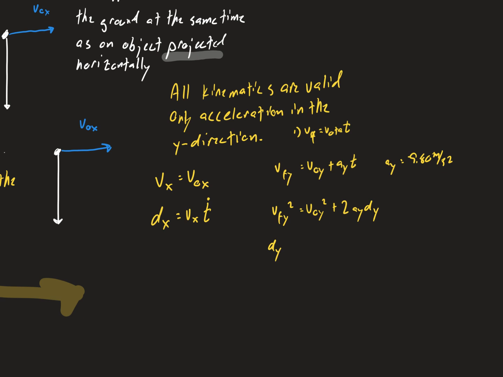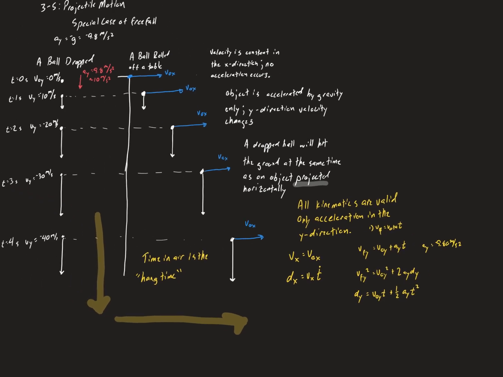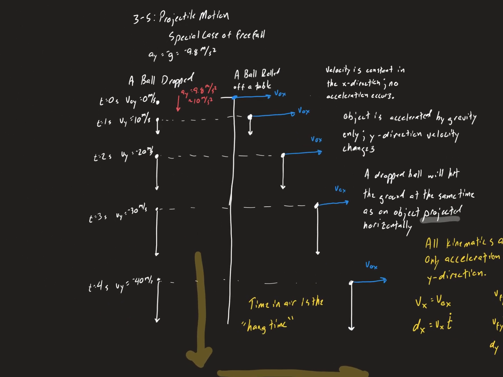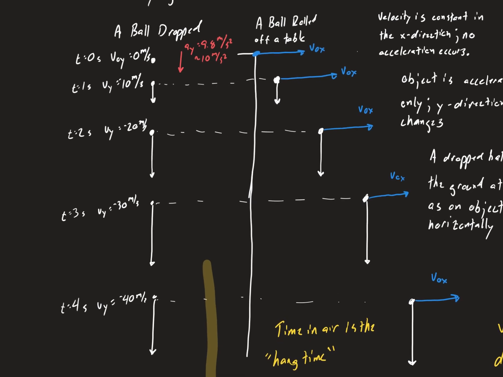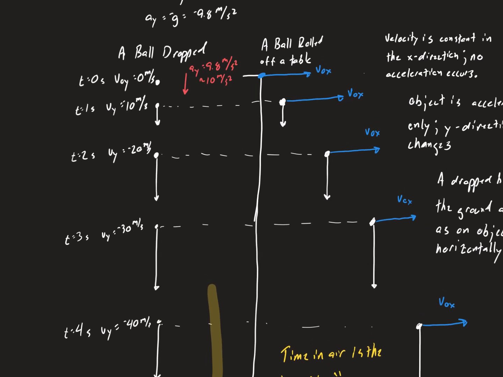And then the third kinematic, displacement in the y direction equals V naught y times time plus 1/2 AYT squared. All these equations handle exactly the same thing. One final note as we're looking at this diagram. The main difference between a ball being dropped and a ball being rolled off the table is the velocity of the object. As the ball is being dropped, notice it only keeps increasing in the y direction.